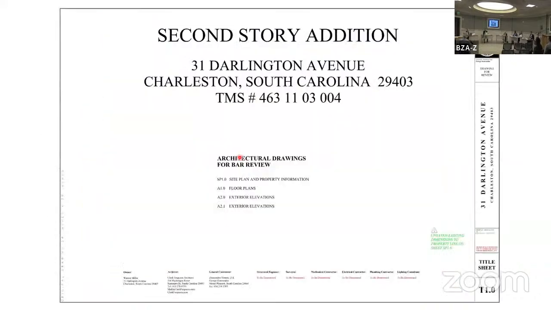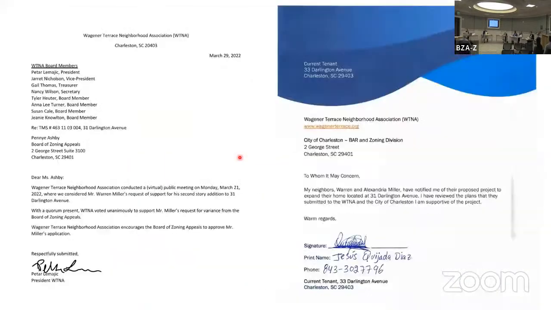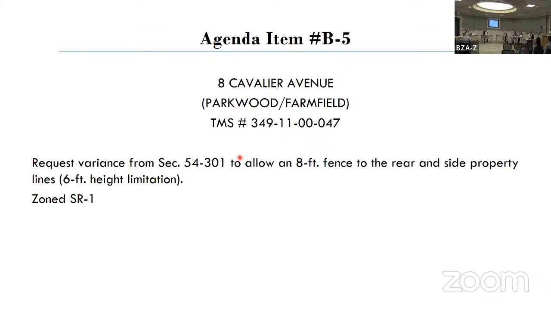Next item on the agenda, number 5B5, 8 Cavalier Avenue, Parkwood Farm Field, application number 2205-03-B5, TMS number 349-11-00-047. Request variance from section 54-301 to allow an 8-foot fence to the rear and side property lines, 6-foot height limitation. Owner applicant Edward Bleakley. Mr. Batchelder: residential property.